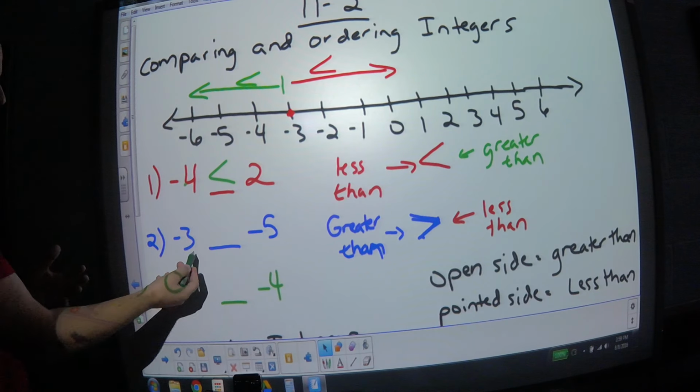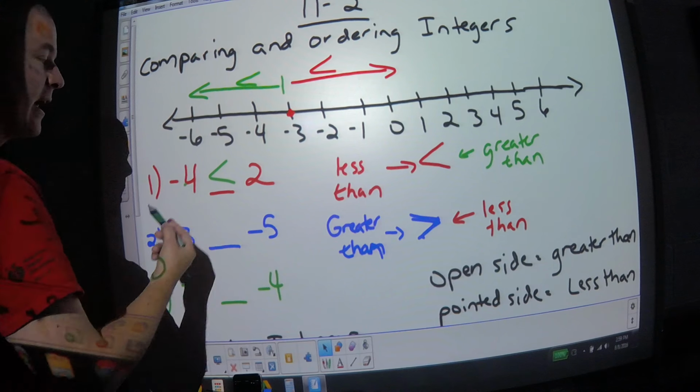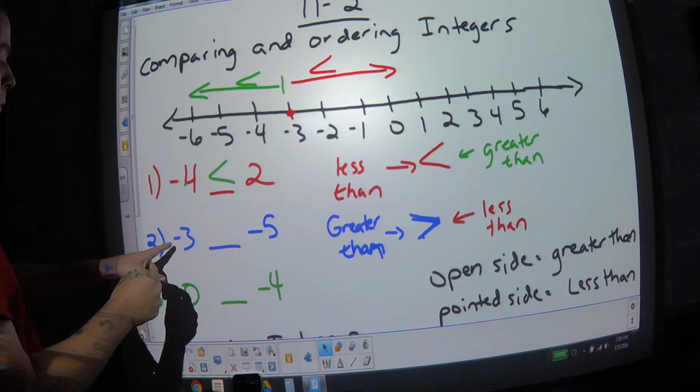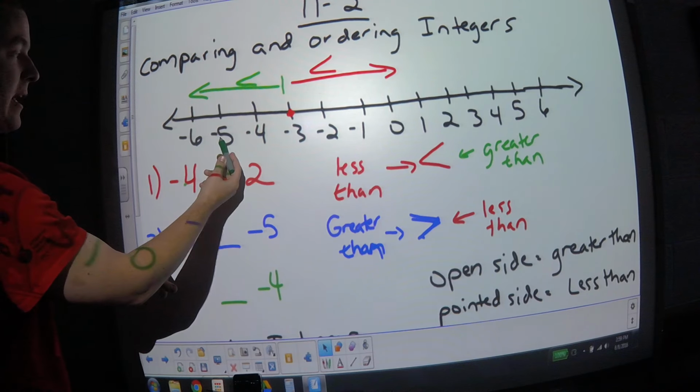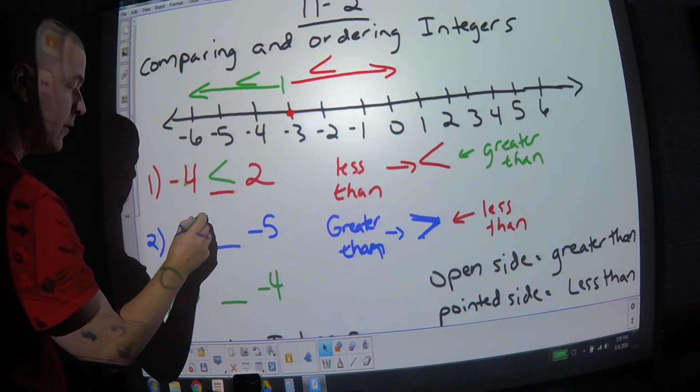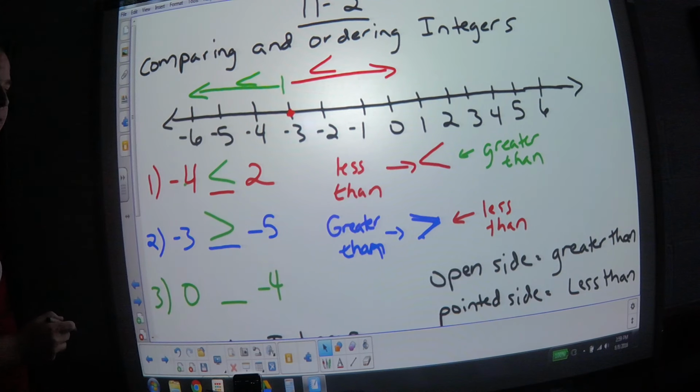Same thing here. -3, -5. Well, -5 is to the left of -3, so therefore -3 is greater than -5.